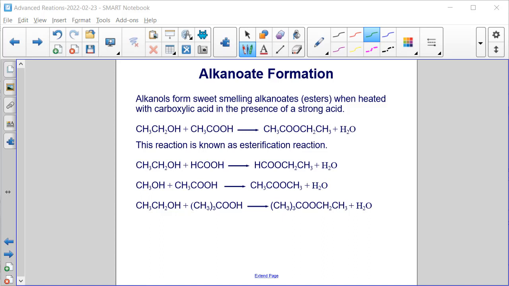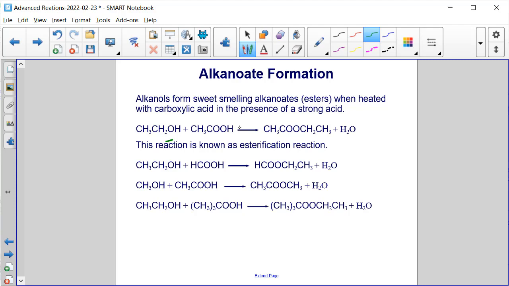Alkanols can also form sweet smelling compounds called alkanoates. They're also known as esters when heated with a carboxylic acid in the presence of a strong acid. And so what we have here is our alkanol. Here is our carboxylic acid or our alkanoic acid. Okay. And then look at what happens here.